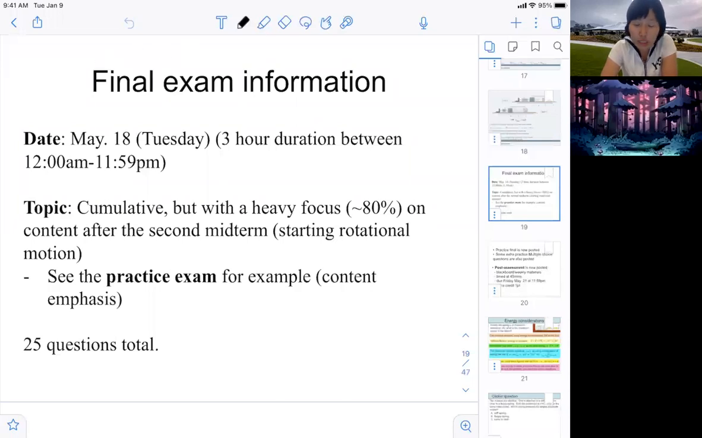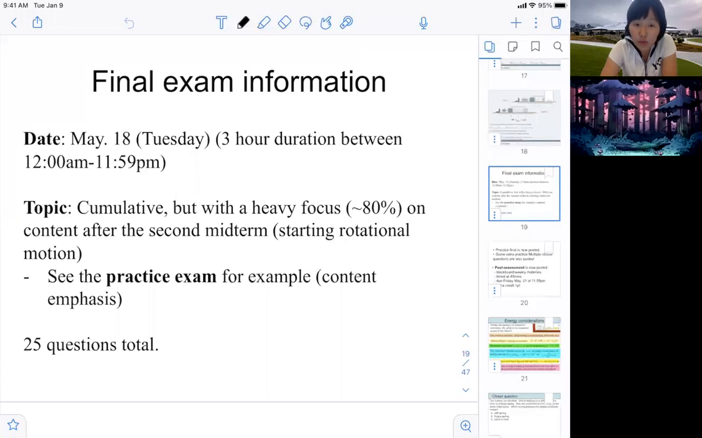Today I have a couple announcements to make regarding our final exam information. According to the final schedule on our university's website, for this class we will have a final exam on Tuesday, May 18th. I'll make it available for the 24-hour duration on that day, and you will have 3 hours, any 3-hour period during that 24 hours, to do the final.